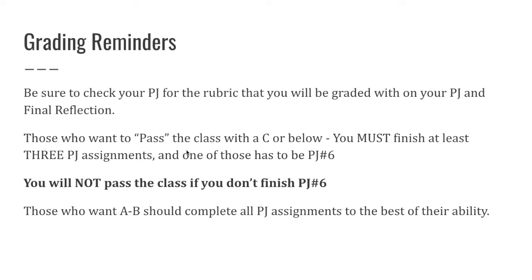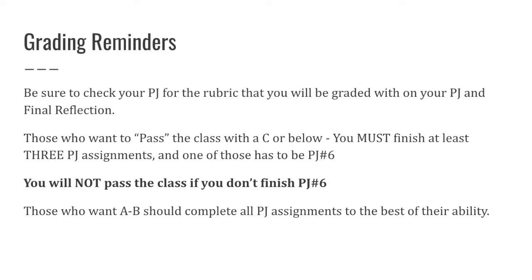Grading reminders for the course. Be sure to check your process journal for the rubric that you'll be graded on with your process journal. So that's the thing that we just saw. Those who want to pass this course with a C or below, you must finish at least 3 process journal assignments, and one of those has to be PJ number 6. And speaking of that, you will not pass the class if you don't finish PJ number 6.